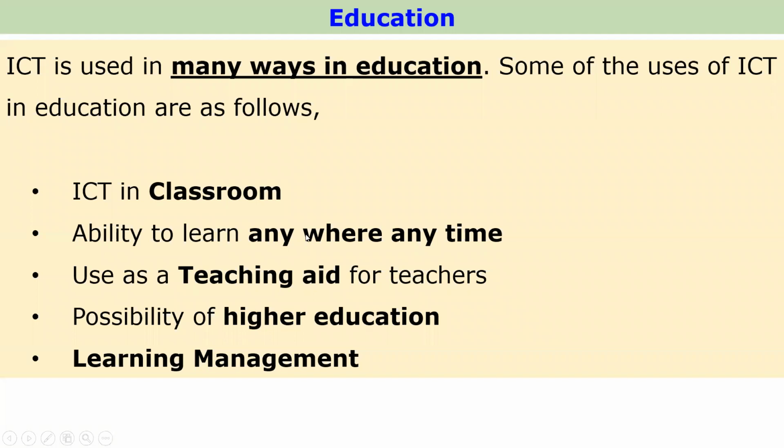Third one, ICT as a teaching aid. There are different types of tools available that you can use for your teaching learning process. For example, a digital whiteboard or interactive board. It provides many more facilities than normal whiteboards. Using this digital whiteboard, you can engage with your students.